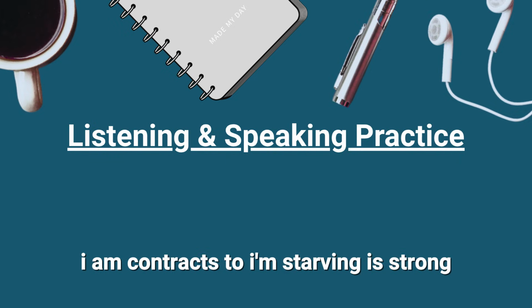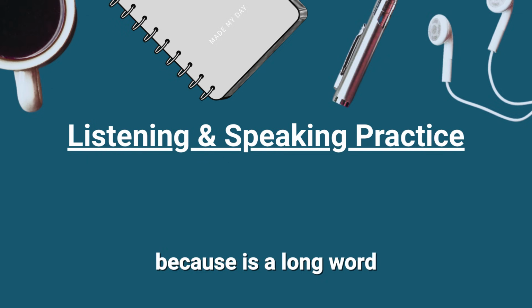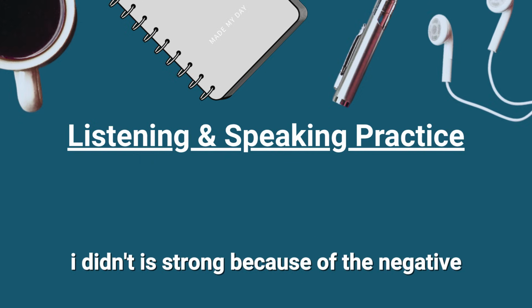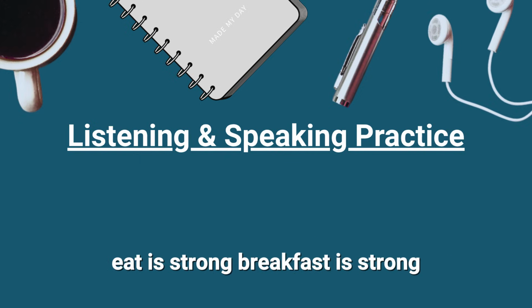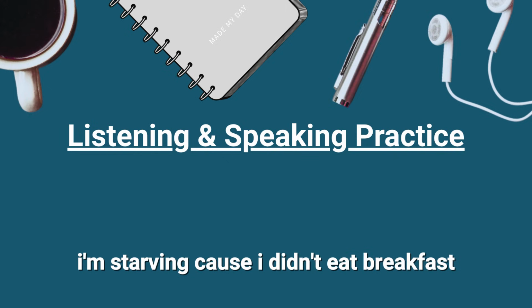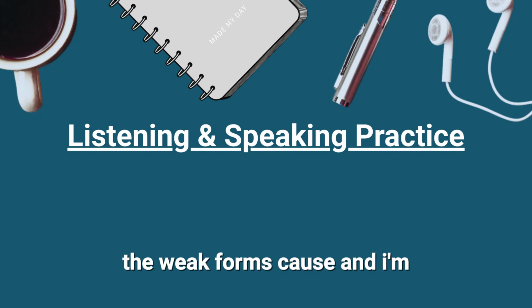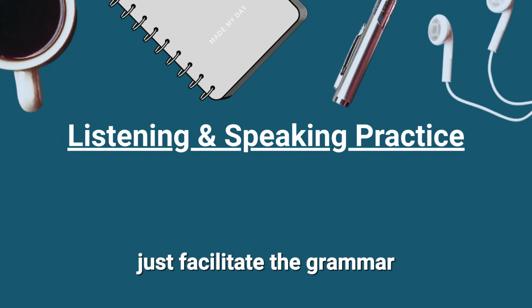Starving is strong. Because is a long word, but in casual speech, it often shortens to 'cause. I didn't is strong because of the negative. Eat is strong. Breakfast is strong. I'm starving because I didn't eat breakfast. The sentence is driven by the stressed words. The weak forms 'cause and I'm just facilitate the grammar.